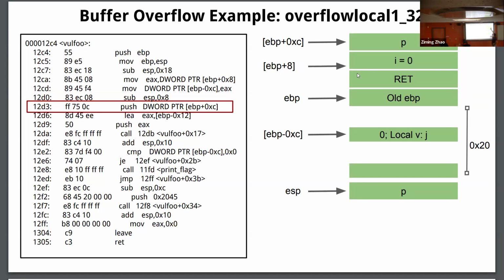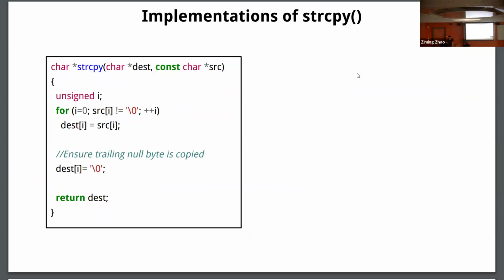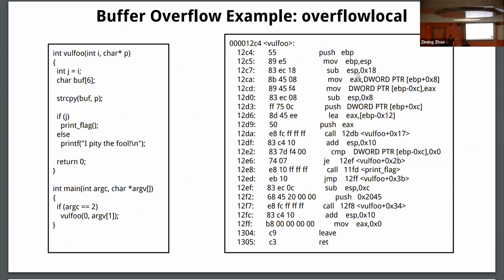So we're copying this value from the parameter to here again. The reason we are doing that is, let's see, if we go back to the source code, the string copy call is using P as a parameter, the second parameter. And we are setting up the parameters for string copy. How do we set it up? We push P. And the P is from here. That's why we're doing our push.